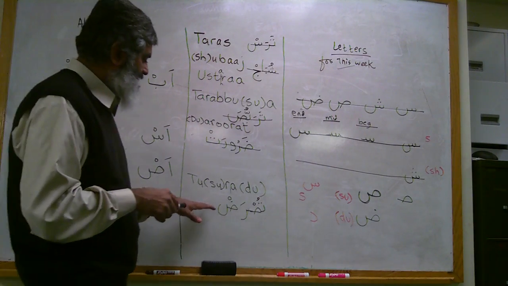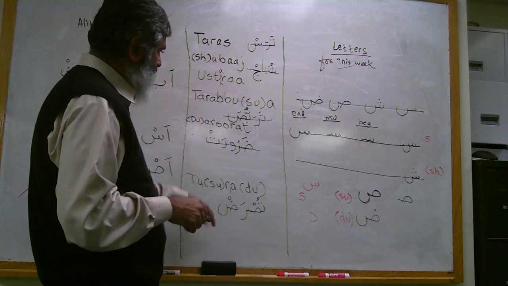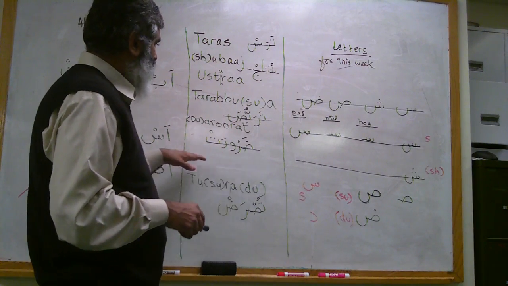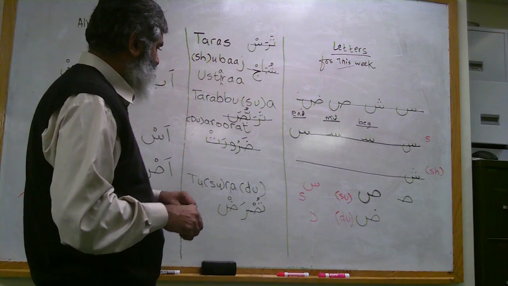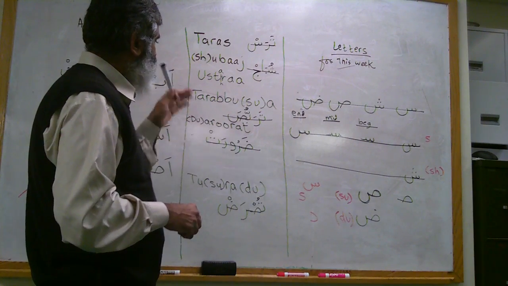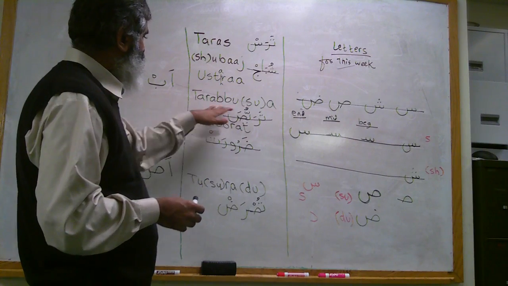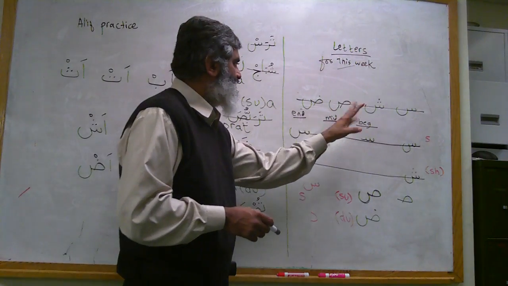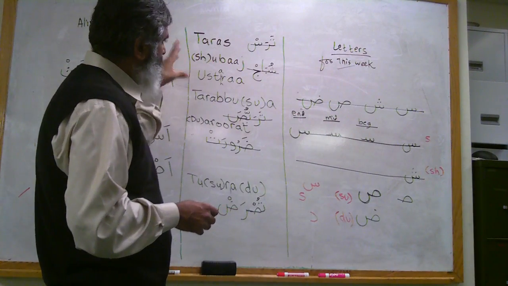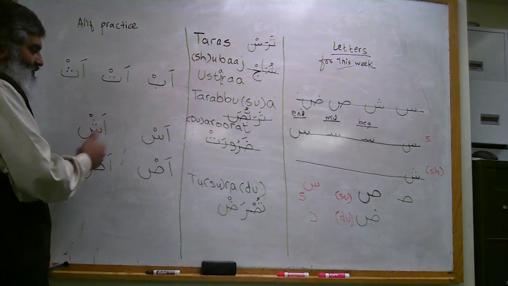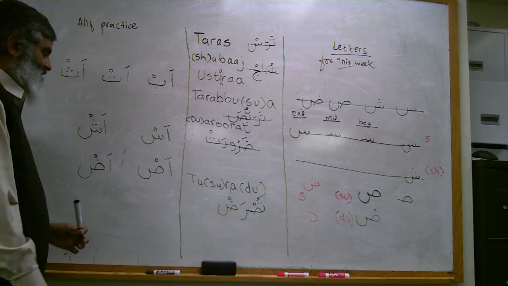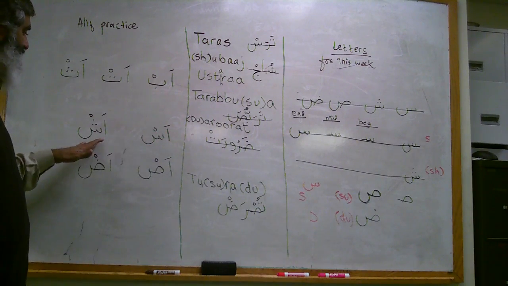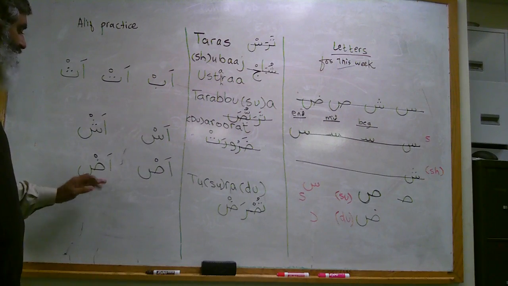So we wrote one word with sod and dod, another one with sod, and then we wrote one with the dod, and these two are real words. Darurat and this one, tarabbasa. Inshallah, you learned seen, sheen, sod, dod. You learned how to use them in the words. I also showed you how to use them with the alif practice. Seen, sheen, sod, dod, as, ash, as, ad.